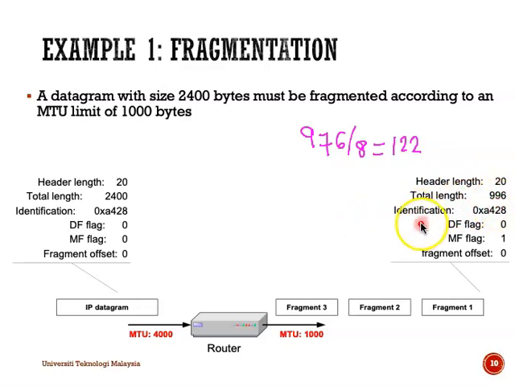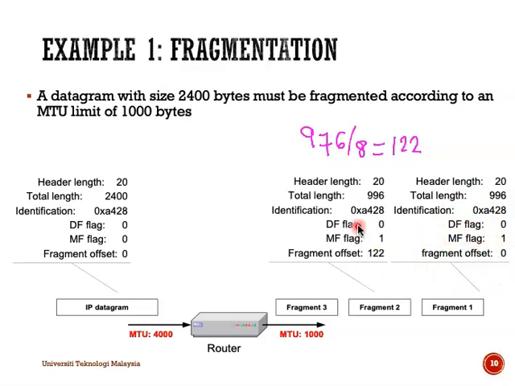Notice that the identification for this first fragment is the same as the original IP datagram. The DF flag is set to 0 because this datagram can be fragmented, and the MF flag is set equal to 1 because this is the first fragment. It means that there are more fragments that will follow this first fragment. The fragment offset is also set to 0 because this is the first fragment.